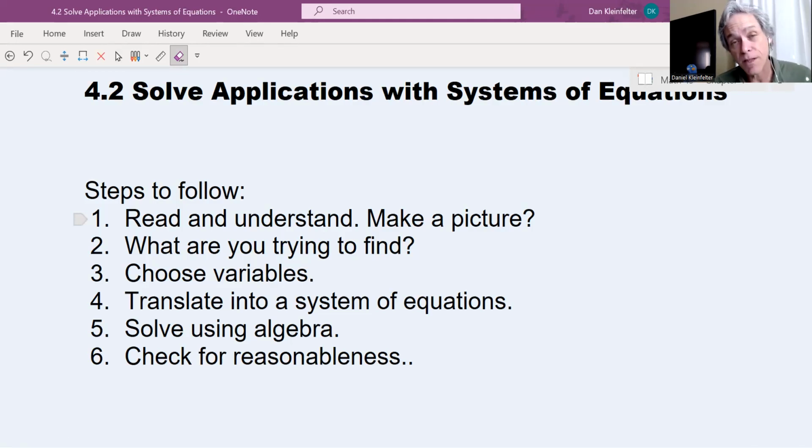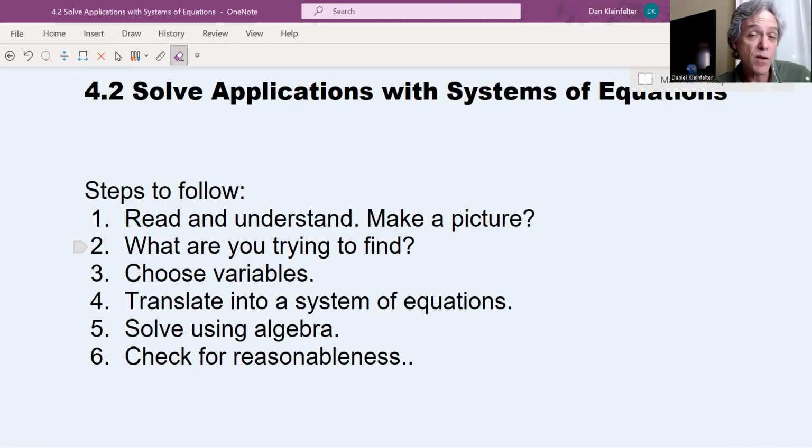Make a picture if the problem has some sort of geometric interpretation, if it's about the perimeter of a rectangle or something like that. It can be helpful to make a picture. Even if it doesn't have a geometric kind of interpretation like that, it can be helpful to organize the information that you're given in a table. That may help you to understand the problem.